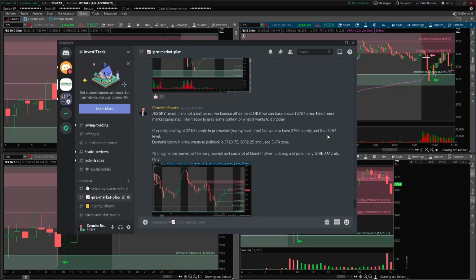The plan this morning on the S&P 500 was we didn't have too much context, so we needed more market generated information to get a better picture of what the market actually wanted to do. As traders, we have to come up with these levels, have no bias, and trade just these areas. Price was stalling at the 3740 supply zone in pre-market, and it was having a hard time getting above. If price did want to pull back, we had a little demand at the 3723 area, which can support us.